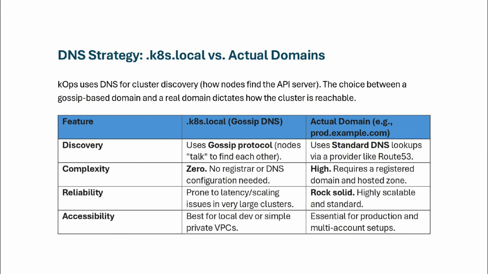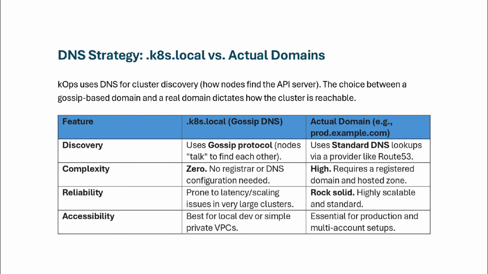production and multi-account setups. For a production-ready environment, we use an actual domain, for example production.example.com. Whereas if we are testing or in the local development stage, apart from the production environment, we can use k8s.local to configure and debug our cluster. For any stage apart from production, we can use k8s.local to debug or polish our cluster information and its availability, scaling, etc.